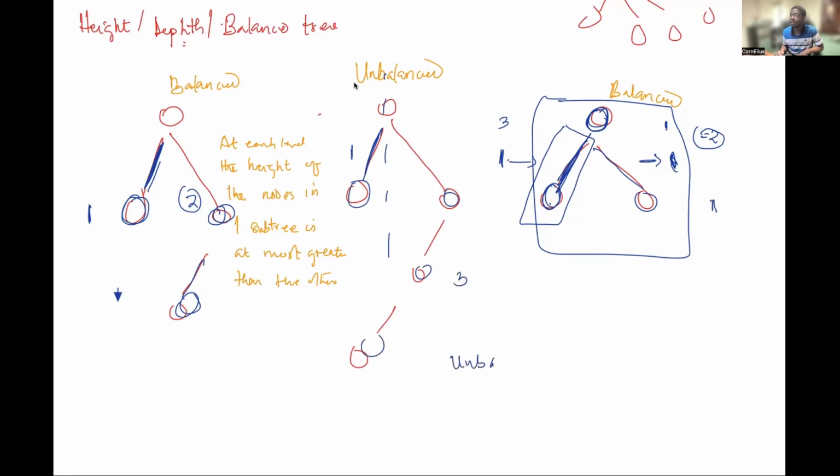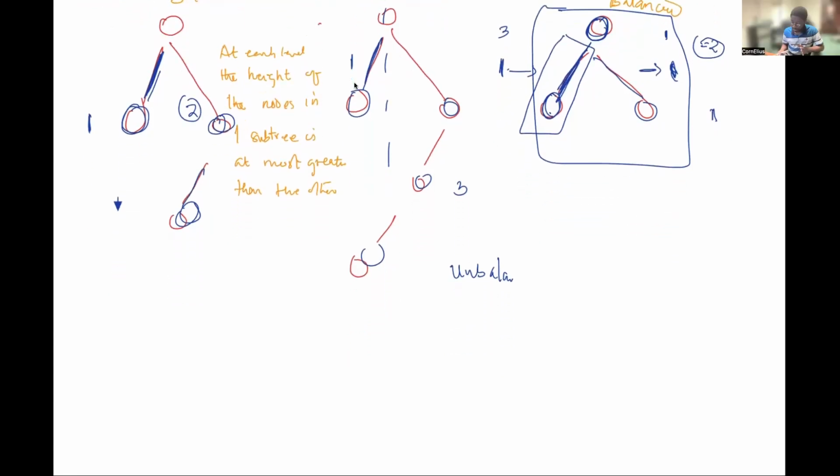Does that make sense? So for an unbalanced tree, if you check the height of the left subtree and check the height of the right subtree, they differ by more than 1. But for a balanced tree, the difference is at most 1. Does that make sense to everyone? It's going to be in next week's practice problems. Does this make sense? Yes. Okay, good. Now let's go to the next thing.